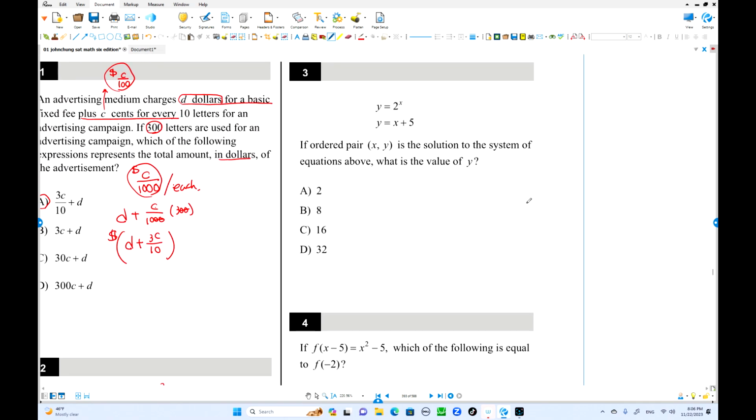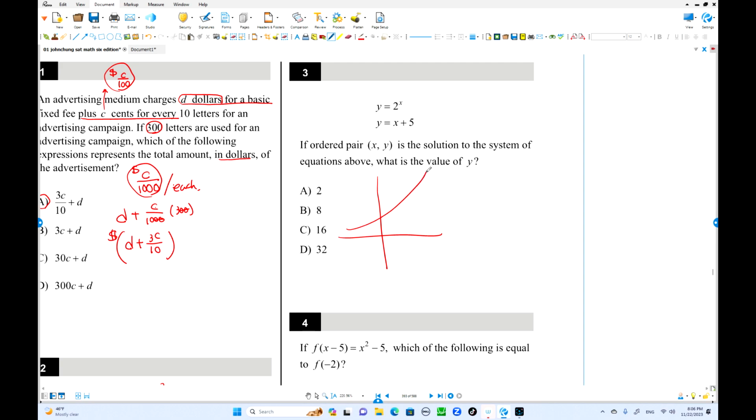Here is number 3. So one is an exponential function, the other one is linear, okay? So we can't solve it directly using any factoring, something like that, right? This is not factorable anyway.